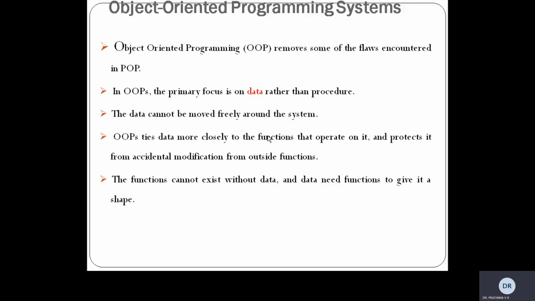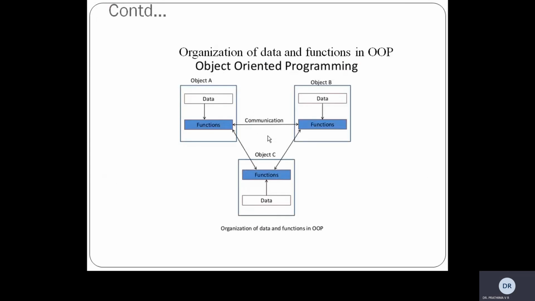And object-oriented programming tries to protect against accidental modification from an outside function defined by the programmer. So here the functions cannot exist without the data, and the data needs functions to give it a proper shape. Just for a better understanding, what I have taken in this slide is the quick relation between the organization of data and the necessary functions which come with the object-oriented programming system.